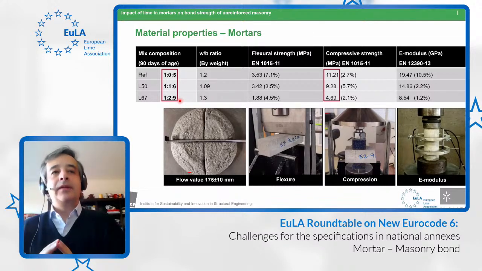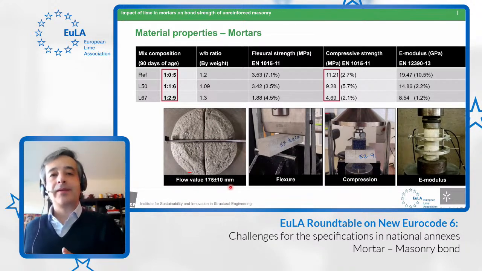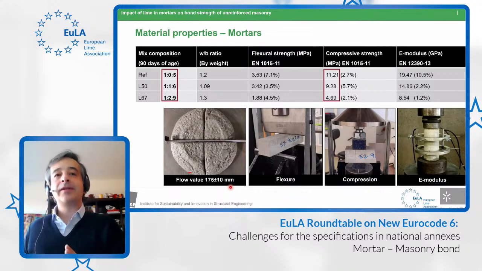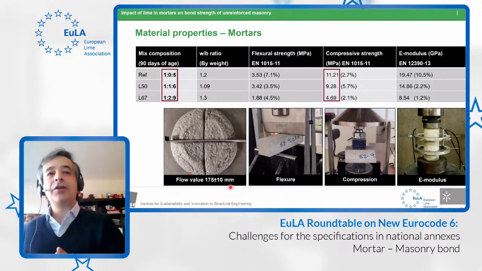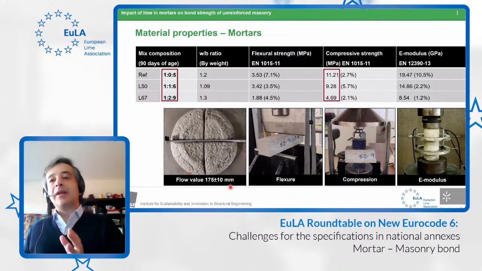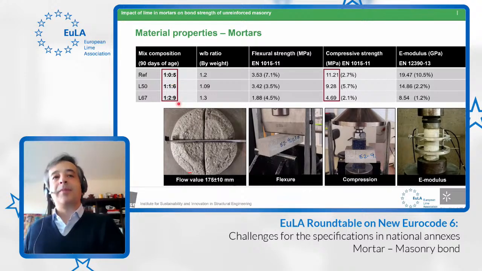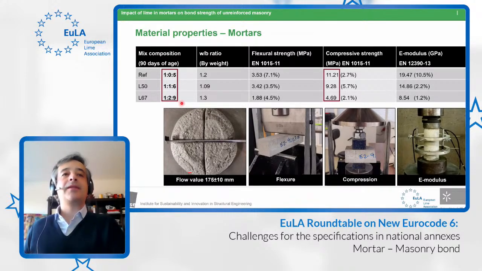were tailored, and also the reference one, with a common framework of getting the flow value within 175 plus or minus 10 millimeters. This was how the water content was defined, so that these were really realistic mortars in terms of their application. Even their composition was strongly based on experience and also on the national annex of the Eurocode 6 that exists all around and gives us these types of composition. So they are pretty standard and realistic.